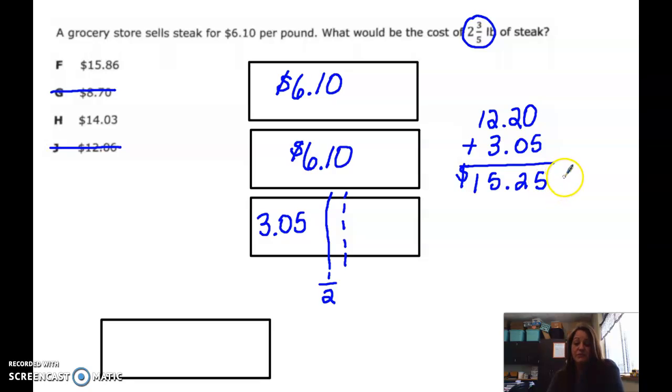So I know, since 2 3/5 is higher than what I've estimated, my answer has to be bigger than $15.25. When I look at my answer choices, the only one that's remaining that is larger than $15.25 is F, $15.86. So this one is also incorrect.